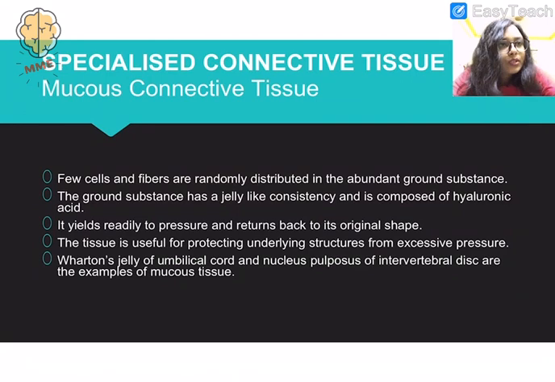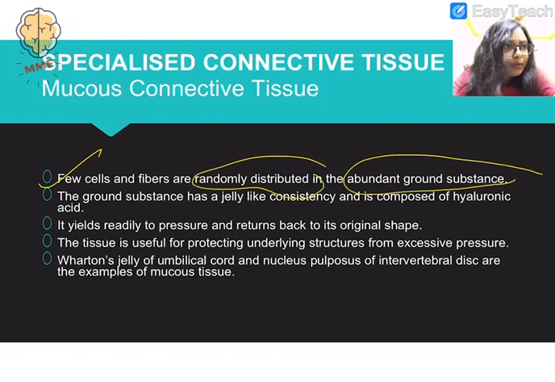Okay, now the specialized connective tissue. In specialized connective tissue, here only two slides I have prepared. First is mucus and the other is, I guess, adipose. So in mucus connective tissue, very few cells are present and they are randomly distributed in very abundant ground substance. In dense fibers we had a very sparse ground substance, but here the ground substance will be in abundance, and it is jelly like in consistency, and is composed of hyaluronic acid.